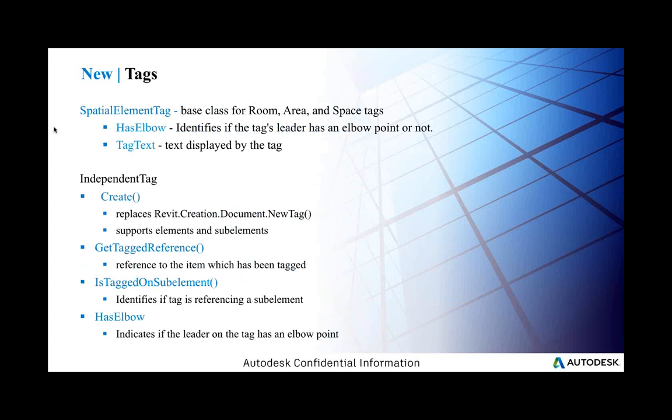Some new structure in the handling of tags. We've added a spatial element tag as a base class for the room, area, and space tags to single out some common functionality. And on these spatial element tags, you can identify whether the tag's leader has an elbow point or not, using the has elbow property. You can query it for the text displayed.